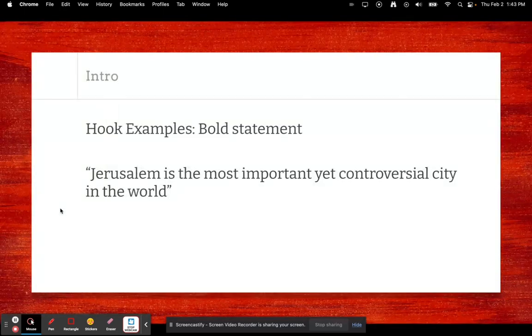So the first one would be a bold statement, which was kind of what I did with the Clara Barton one that I just showed you. But another bold statement would be, Jerusalem is the most important yet controversial city in the world. This kind of grabs the reader's attention. They're like, oh, Jerusalem? Why is it important? Why is it controversial? Why is it both?